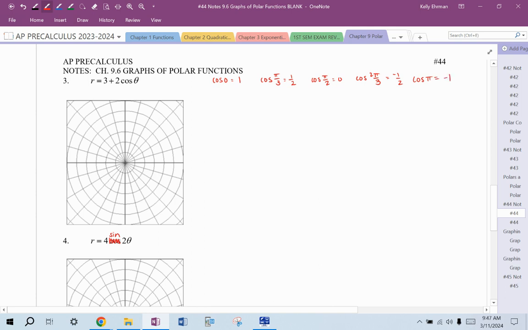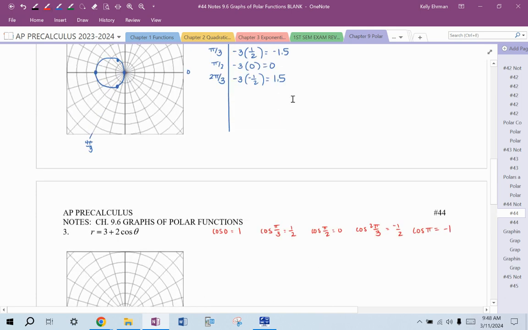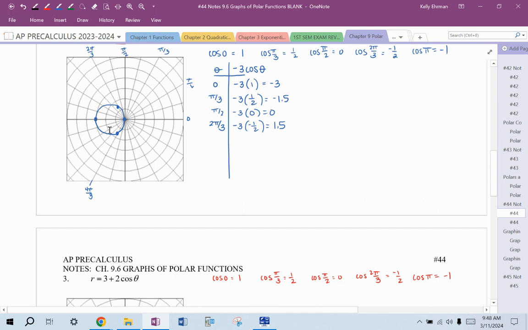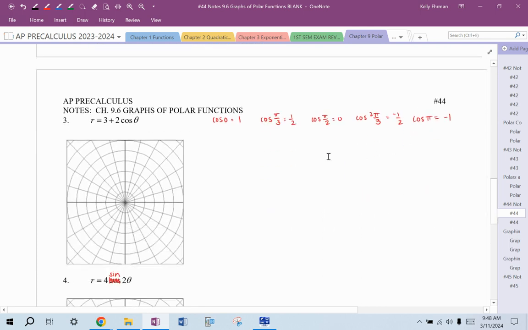Now, when we went to pi in the last graph, that completed the graph. The graph would just keep tracing on itself if you did the next value. Like if I did pi here, I would have had negative 3 times negative 1, face pi and go forward 3. You're right there again. So you would just keep getting the same points. Here, I might need to go past pi if I don't have a complete graph that goes all the way around. So let's take a look at this.